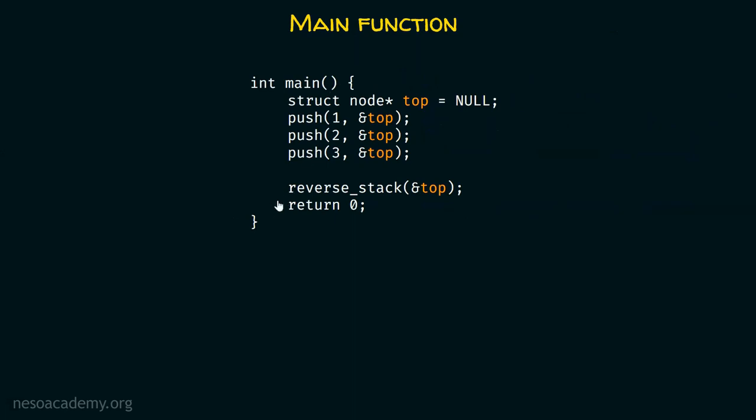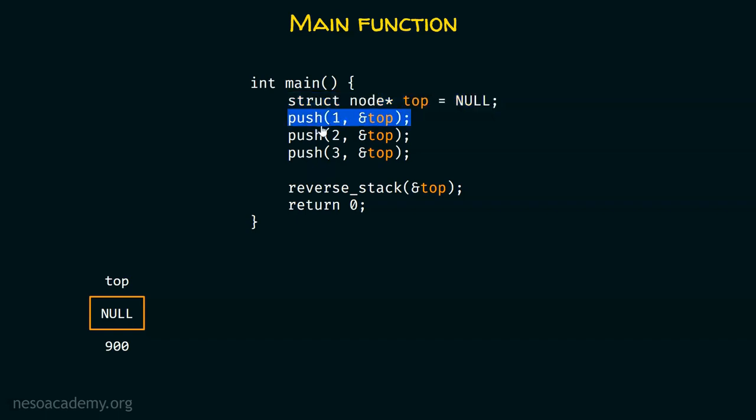Here you can see this is the main function, and in this main function, I have declared a top pointer which is initialized to null. You can see this top pointer must be a pointer to struct node, and this is how a top pointer looks like. We have null in this top pointer, and I'm assuming that the address of this top pointer is 900. Okay, this top pointer must be a pointer to the topmost element of the original stack.